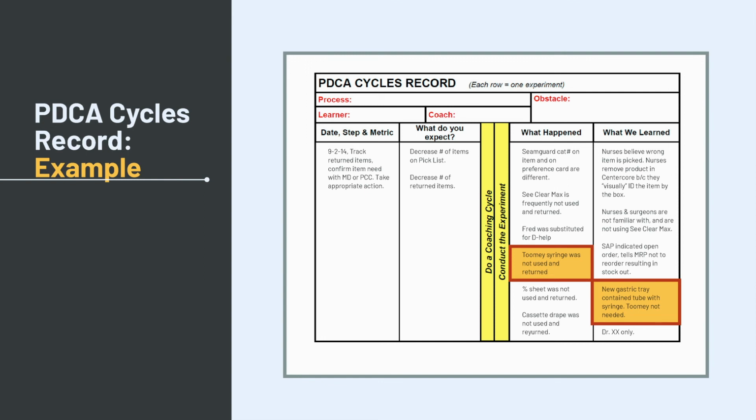While the hypothesis was partially supported, it did help to slightly reduce the pick list. It raised a number of new questions regarding catalog numbers, and problems with how SAP was reordering supplies through the organization's MRP system. Moreover, it reinforced that this process was eye-opening and that it needed to be continued. Remember, it's a PDCA Cycles record. We need to keep going.